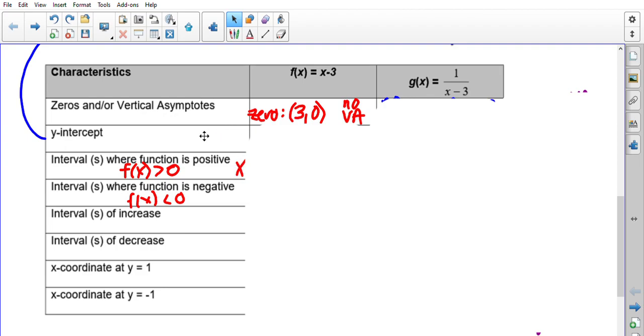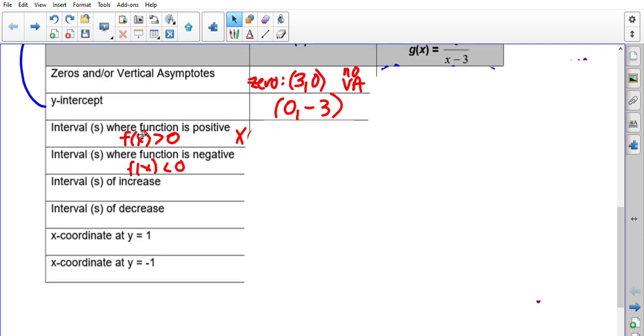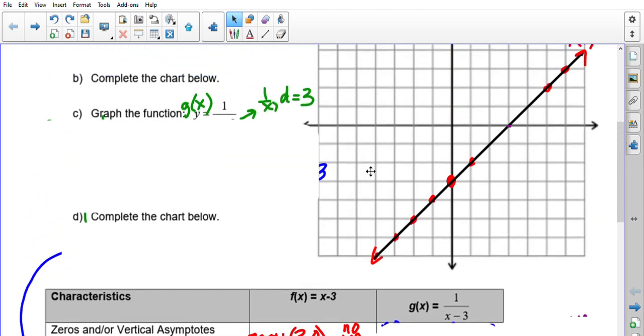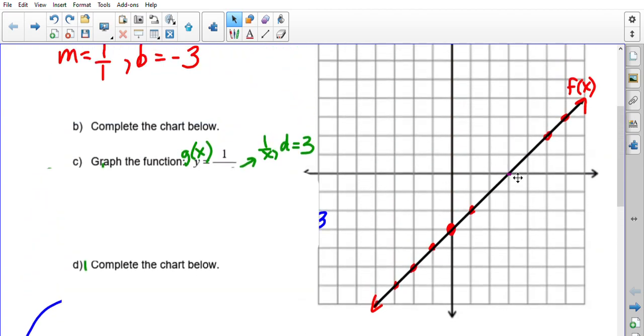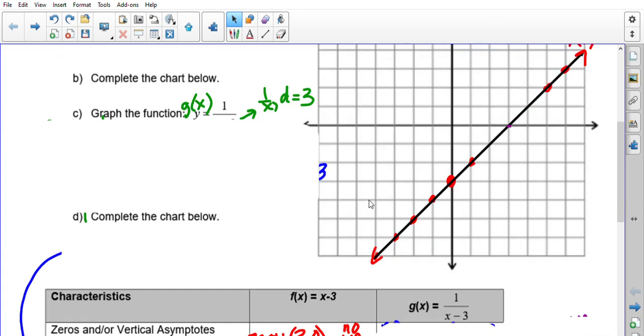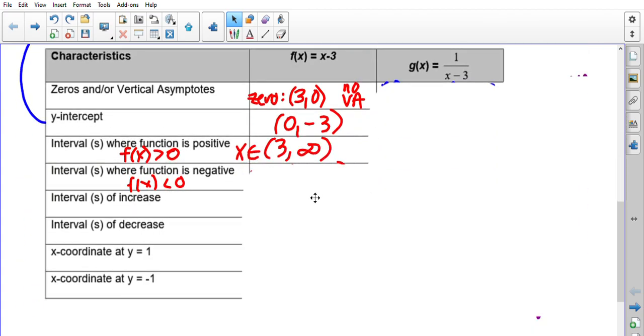It's asking us for our y-intercept, and we can see that right from the b value. So we know that that's at 0, negative 3. Now it's asking us for the intervals where the function is positive. So that's another way of saying when is f of x greater than 0, or when is the graph above the x-axis. So our diagram is helpful here. We're going to see that the graph lies above the x-axis for this part here. So that's everything greater than 3. Okay, so it is positive for 3 to infinity if we use interval notation.